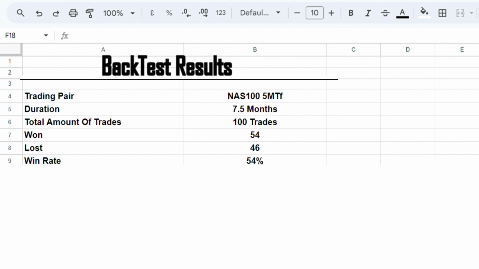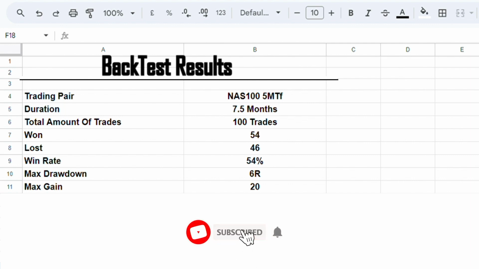Now, the max drawdown was 6% and the max gain was 20%. So we've had over a 3x on the max gain versus max drawdown, which means this strategy is checking out on every single metric, and we've drastically improved it compared to yesterday's system just by adding some price action and an extra directional indicator. So last but not least, the net profit was 236% in 7.5 months.